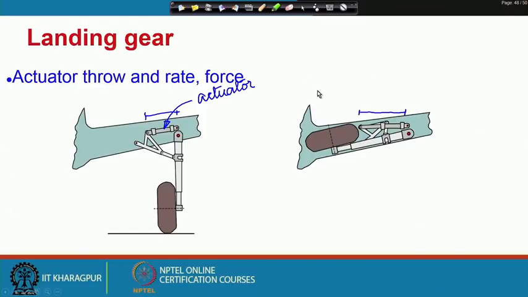Here, what is of importance? Again, the actuator: through how much should the actuator expand in order to fold the wheel in, at what rate, and what will be the forces required to bring up the wheel into the folded configuration? So, this will allow you to, for example, choose or do the actuator sizing, what kind of actuators and what should be the peak force required by the actuator. All those calculations are possible.